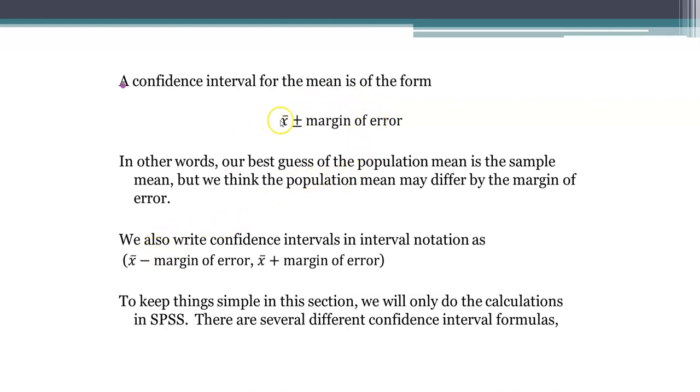So we might write a confidence interval this way in margin of error form: X bar plus or minus the margin of error, or we could write it as an interval where the lower limit is X bar minus the margin of error, and the upper limit is X bar plus the margin of error. And just to kind of go easy on you, we're not going to do any hand calculations here. We're going to do all of them in SPSS.